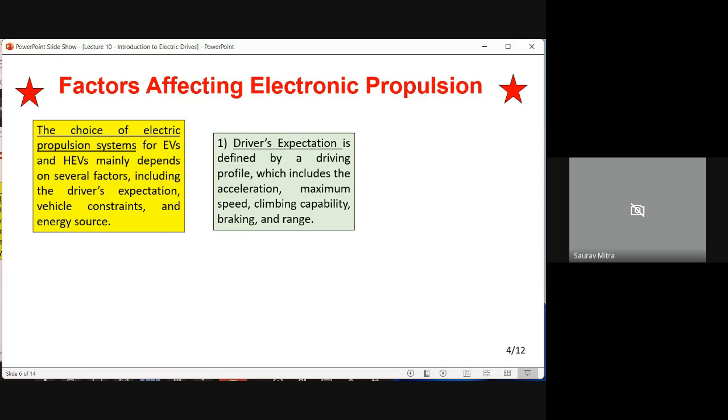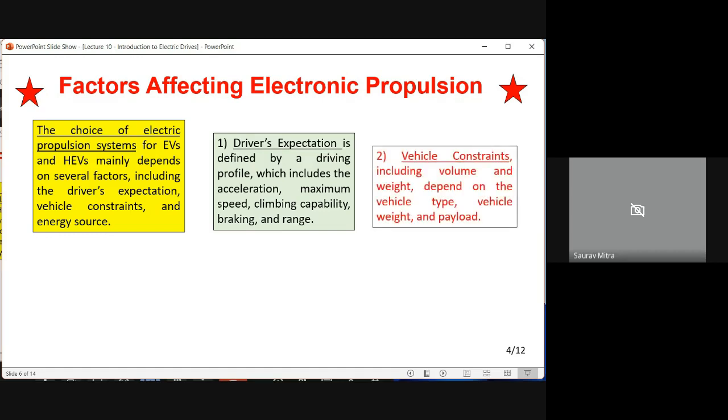Range means once you fill up the tank with gasoline, how long can it go with the tank full? Or once you charge the battery completely in one charging, how much can the vehicle go? So far, whatever electric vehicles are in the market, for one charging it might go 200 to 300 kilometers, but Tesla says in one charging it can go 650 kilometers. That's a very big claim, and the cars are also costly. That is what is called range.